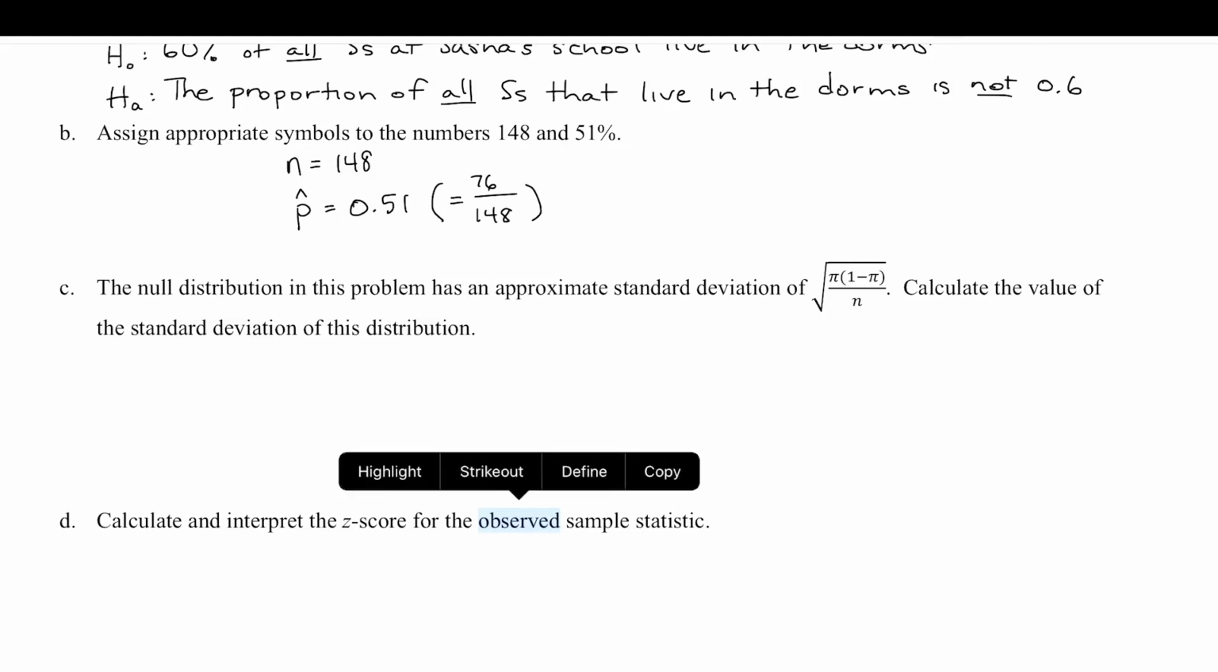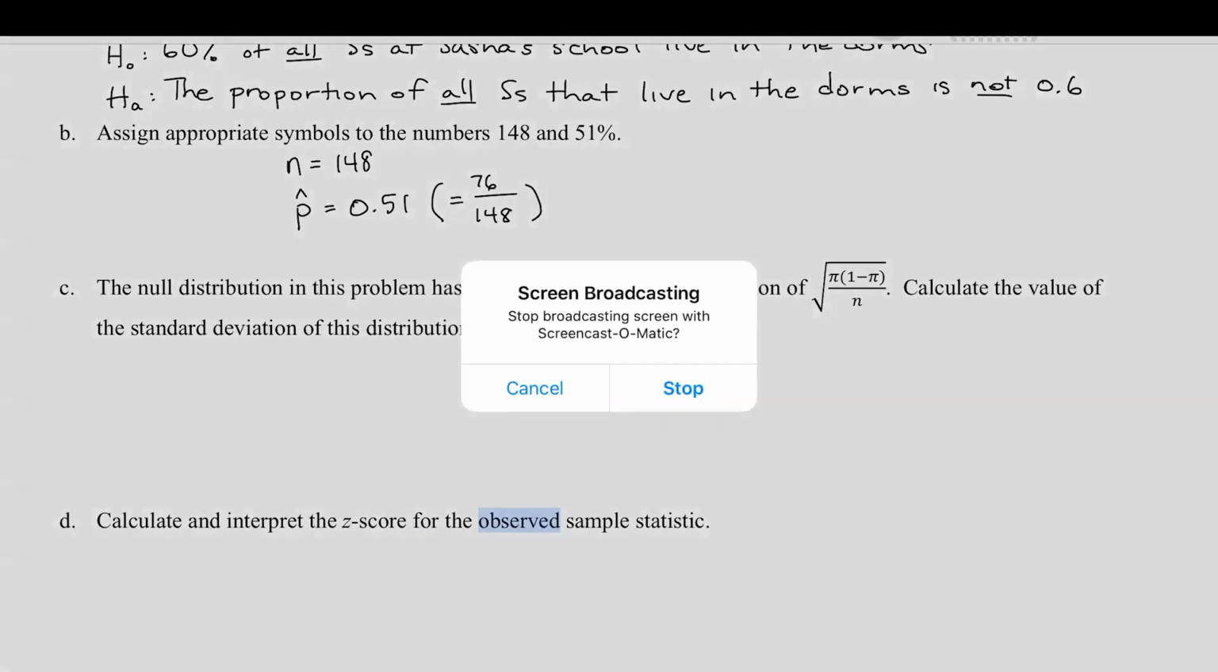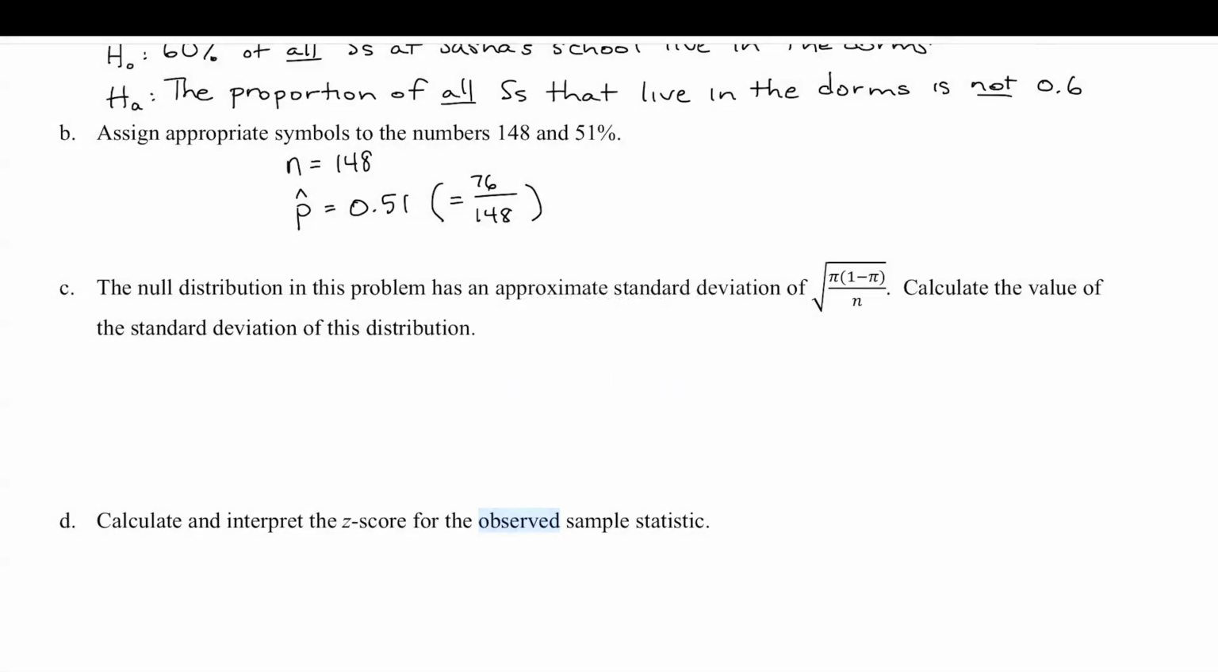Hang on. I gotta hang on a second. I don't know why this thing's not working. I messed this up somehow. All right, I didn't really need to highlight that, but I couldn't figure out how to get out of it.